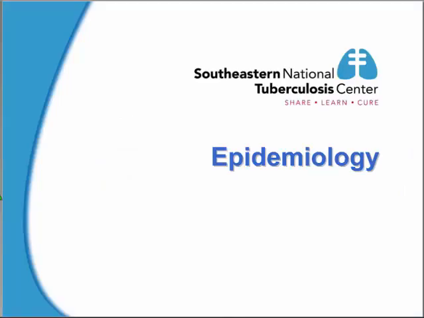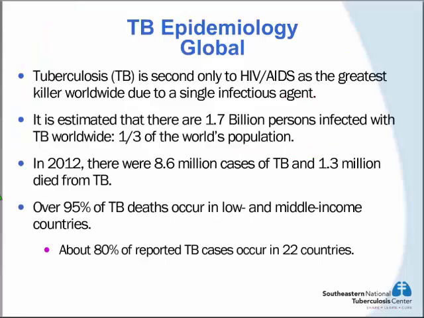So let's jump to review the epidemiology of TB. First, in the world, tuberculosis is second only to HIV/AIDS as the greatest killer worldwide due to a single infectious agent. It is estimated that there are 1.7 billion persons infected with TB worldwide. This is approximately 1/3 of the world's population that has this infection. In 2012, there were 8.6 million cases of TB and 1.3 million deaths due to TB in the world.